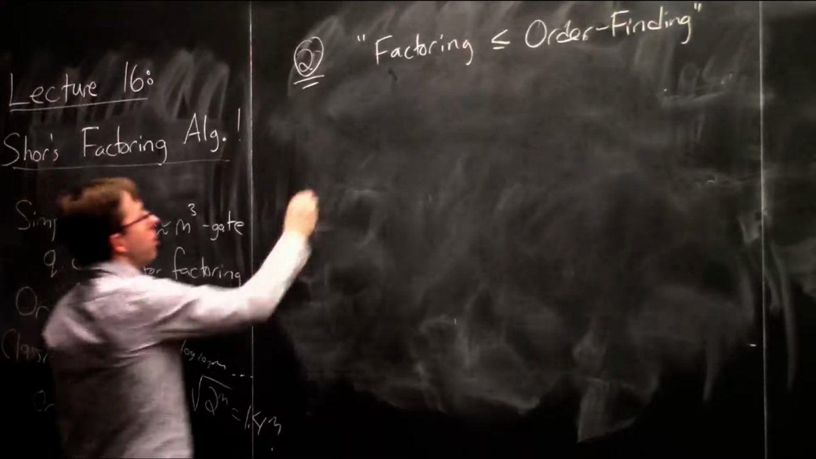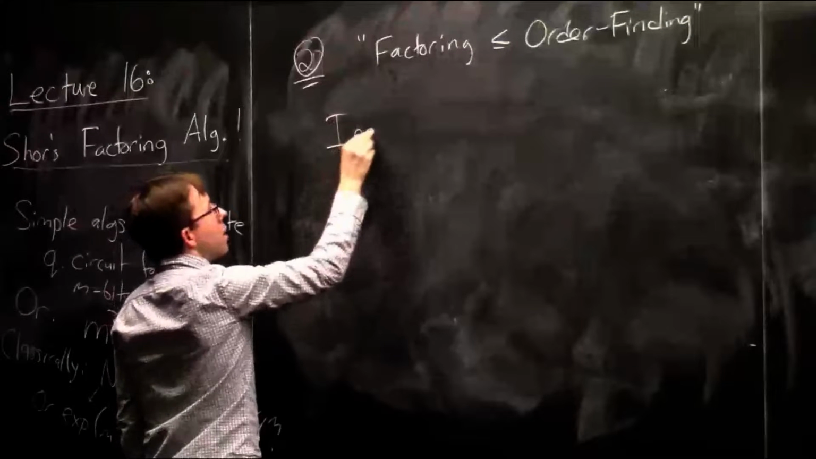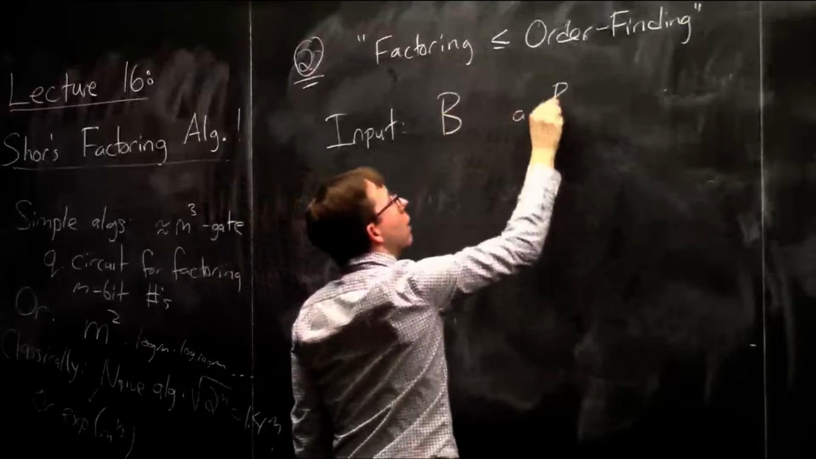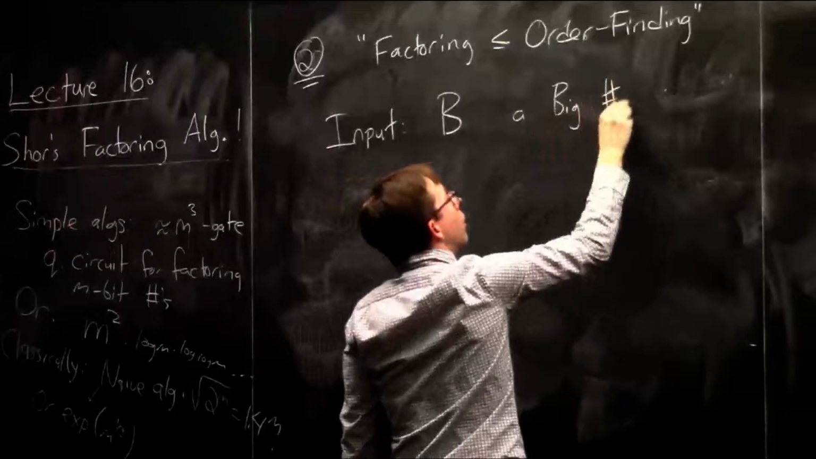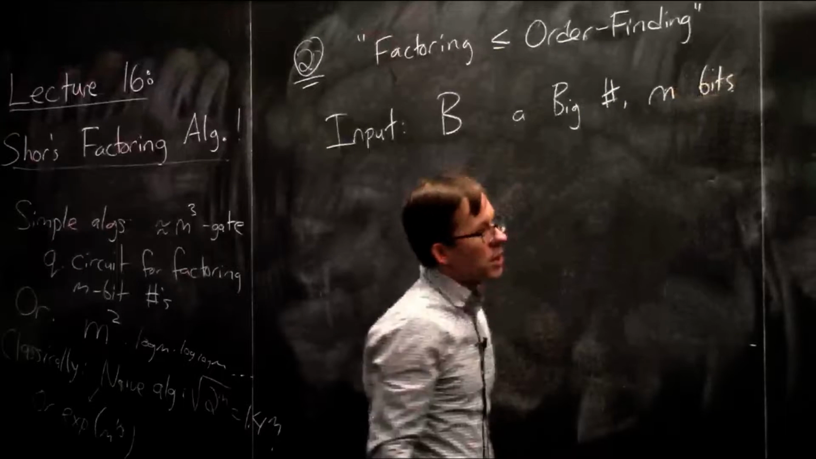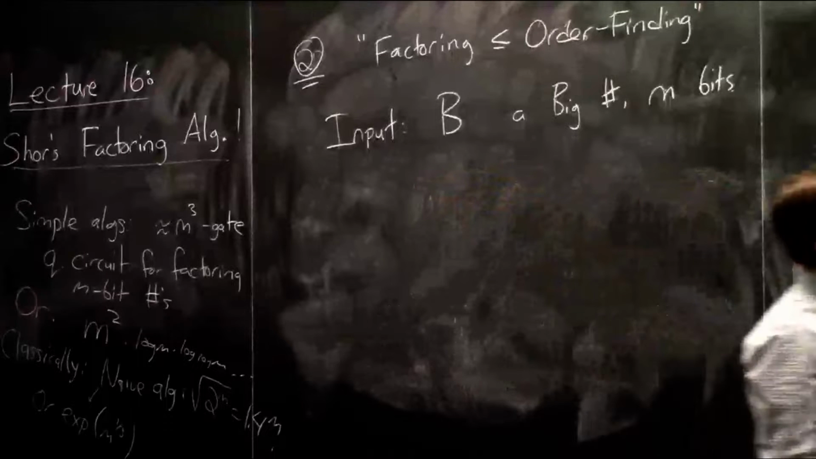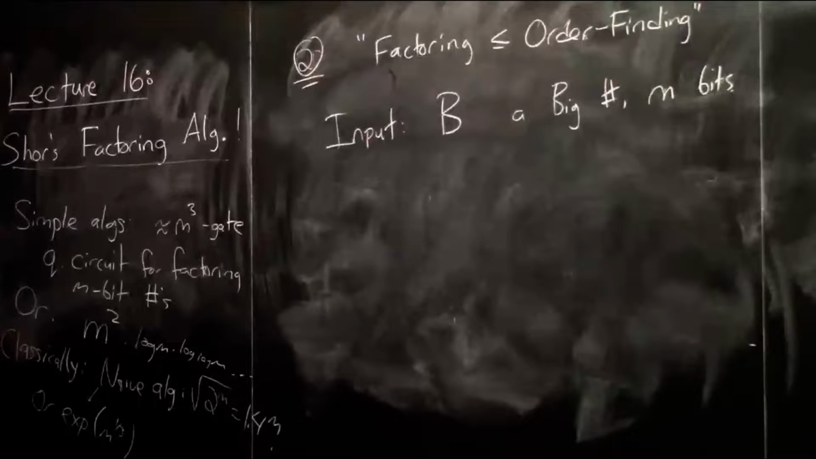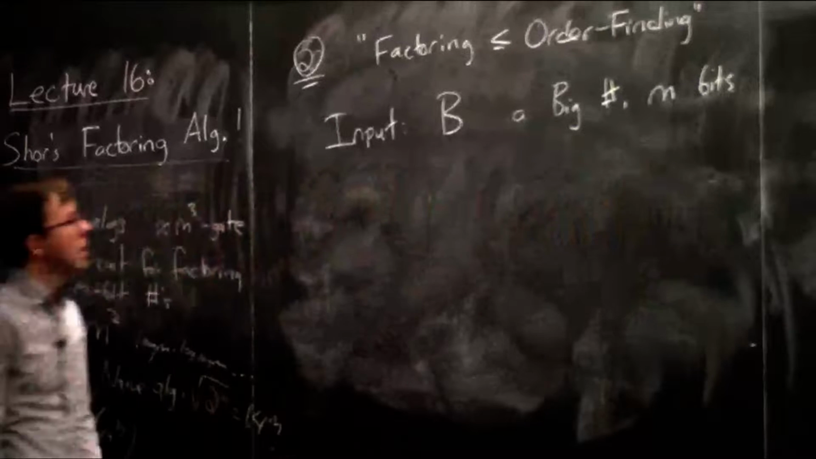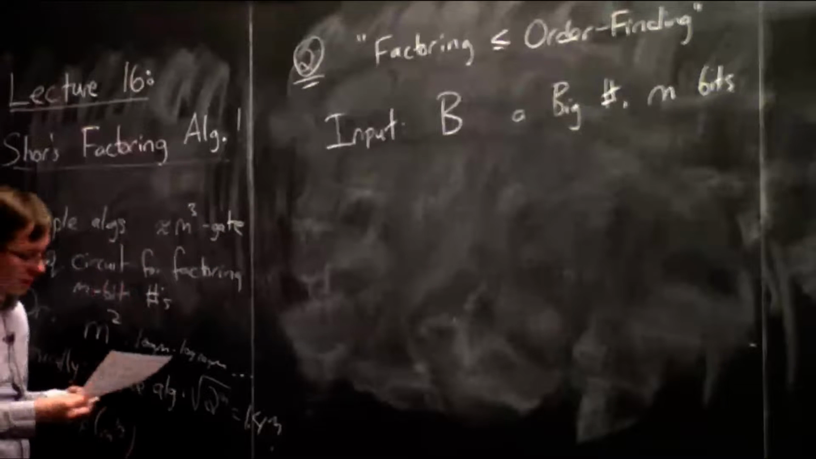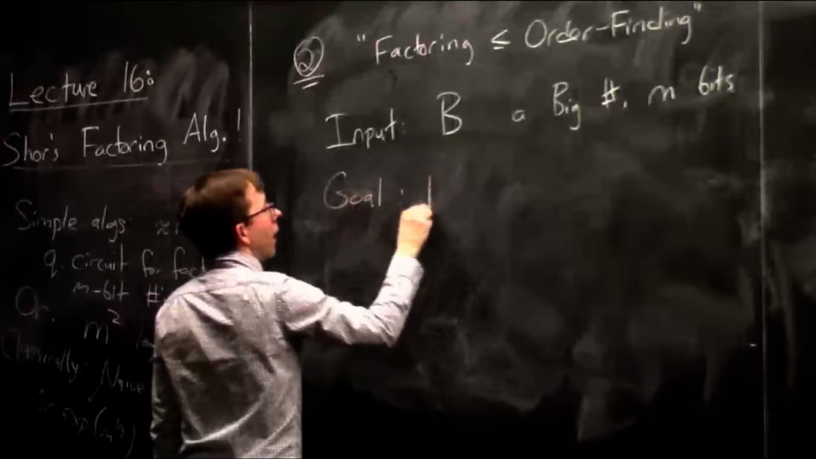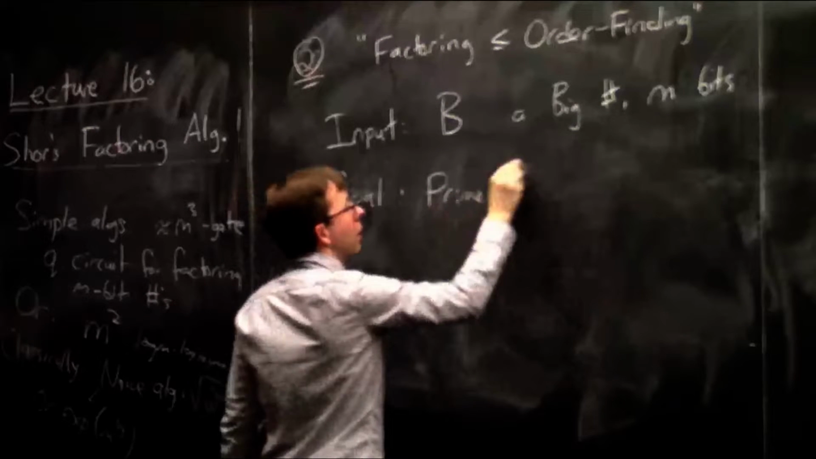OK, so what is the factoring problem? The input is a big number, let's say B. We'll call it little m bits, because I want to reserve little n for the thing such that capital N is 2 to the little n, and it won't be quite little m. But think of m as like 1,000 or something. Your goal is to get, of course, the prime factors of B, the prime factorization of B.